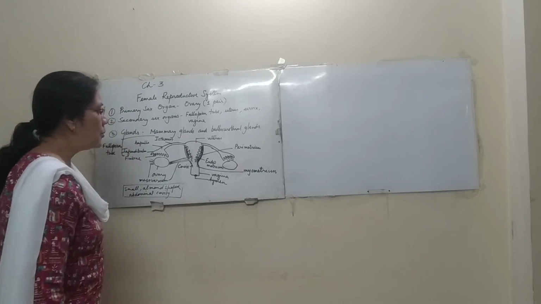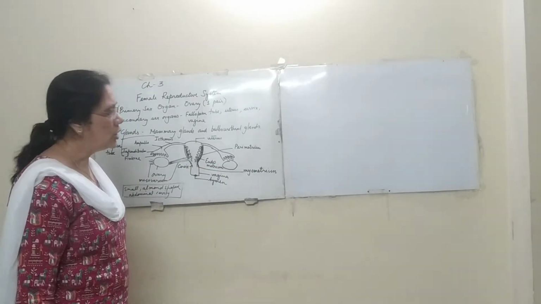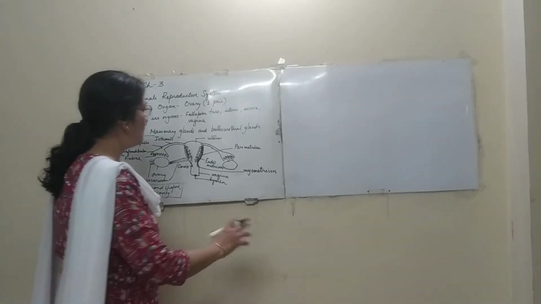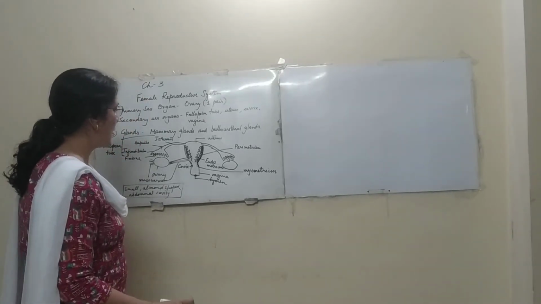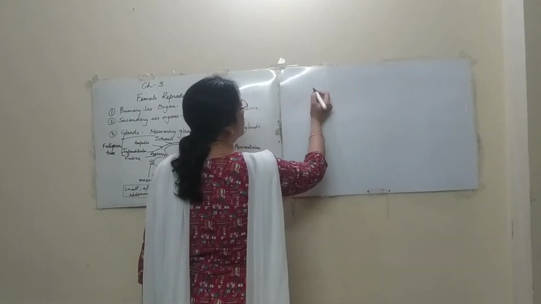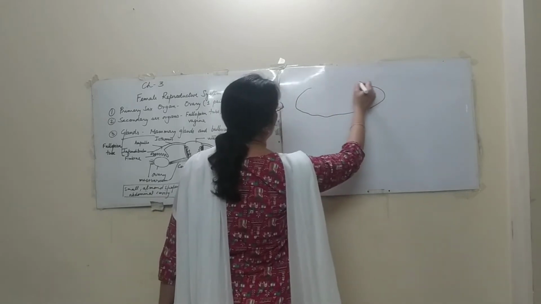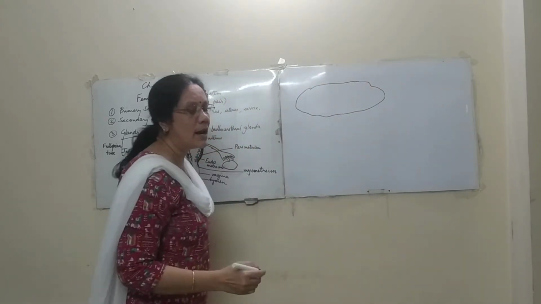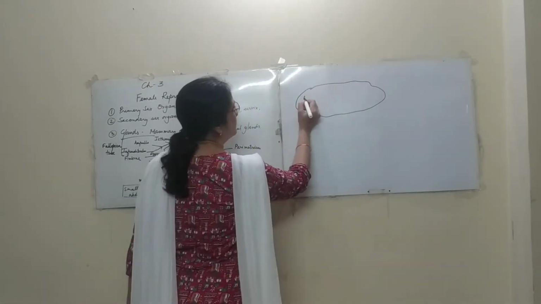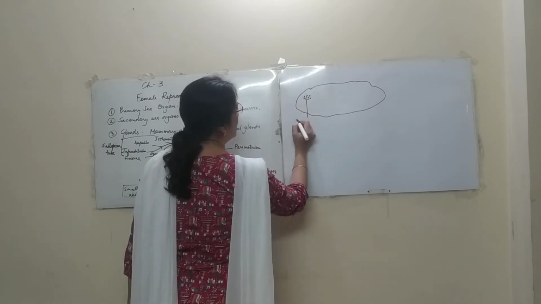Okay. Now we also have to study the structure of the ovary. So let us do this one first, that is the structure of the ovary. If we look into the structure of the ovary, you will see there are a number of follicles present. These are known as primary follicles.